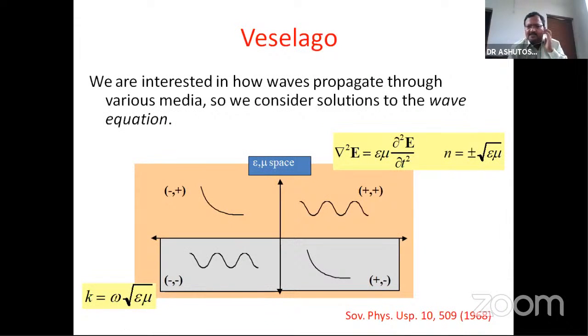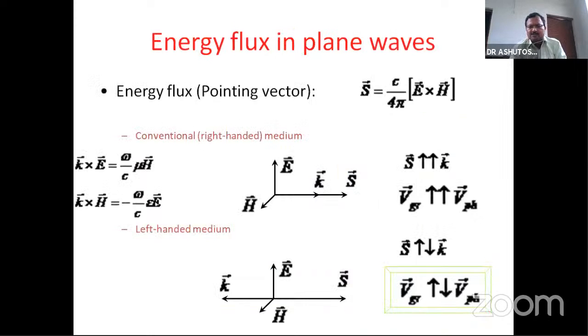Veselago did this electromagnetic analysis for the first time, and he solved the electromagnetic equations and showed, for different combinations of epsilon and mu, whether the wave is propagating or not. Based on that he proposed that when epsilon and mu both are positive, we call it a right-handed medium, and if both are negative, then we call it a left-handed medium.